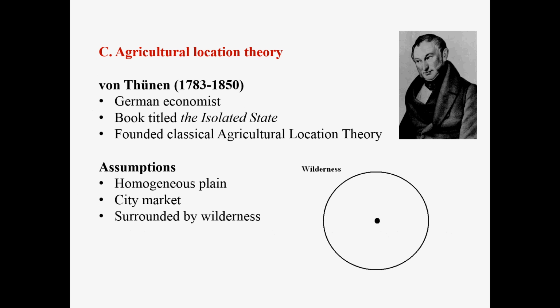Then in the middle of the plain, you have this city market, one single market that is the only place where farmers can sell their crops. Then beyond this plain is wilderness. That means farmers have no other alternative to sell the crops. So these are the basic assumptions.